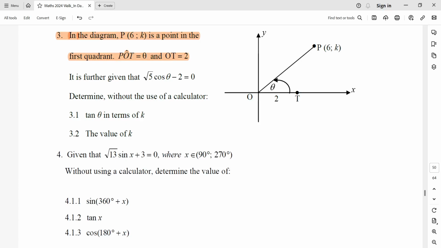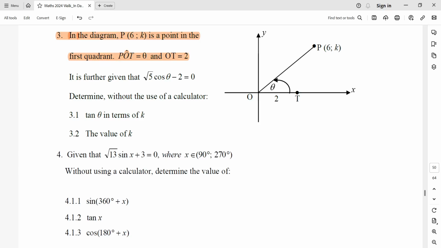Okay, now let's see which triangle we are talking about here, because our diagram is in this manner and it can be challenging because it's not as we used to. So now we have point P. Point P is 6 and K. The first thing that should come into your mind is that the point is made up of X and Y. So automatically the first part is X, the second is Y.